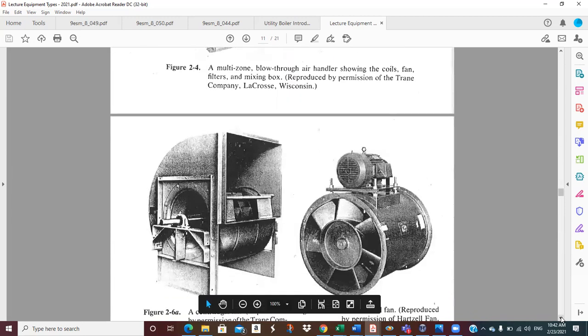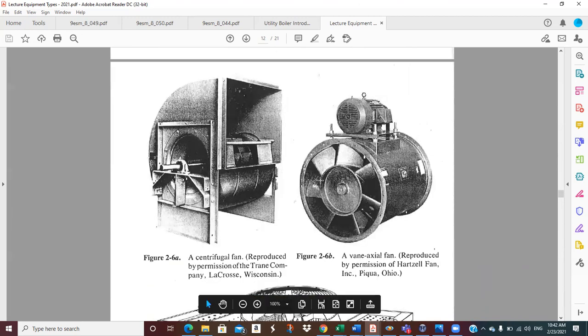This just shows a couple of big fans. This would be a centrifugal fan, and those inlet guide vanes we talked about would bolt on right here, like little pie-shaped dampers. I've got some pictures of them. I don't have it in this presentation. And that's the capacity control.